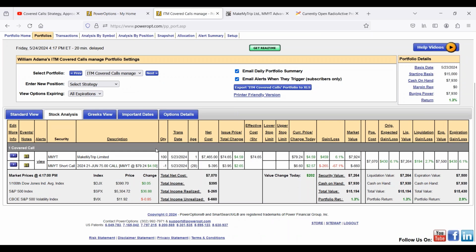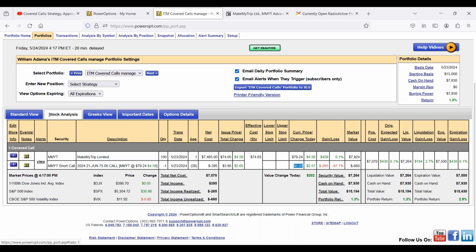Now we have one covered call, the MMYT, opened at 74.64. It's up $459 to 79.24. We sold the call for 395. The call moved up to 6.65, so now the buyback cost is 660. Now we still have 28 days to go to expiration.